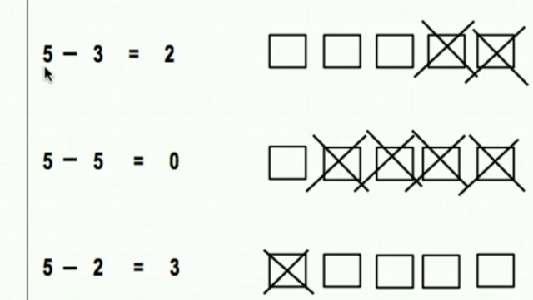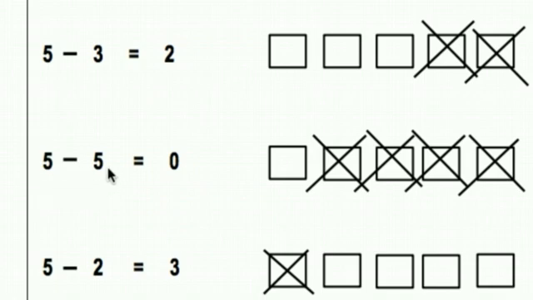Let me read the next one. 5 minus 3 equals 2. Which one of the equations on this side matches 5 minus 3 equals 2? Draw a line from 5 minus 3 equals 2 to one of the models over on this side. Let's move on to the next one.